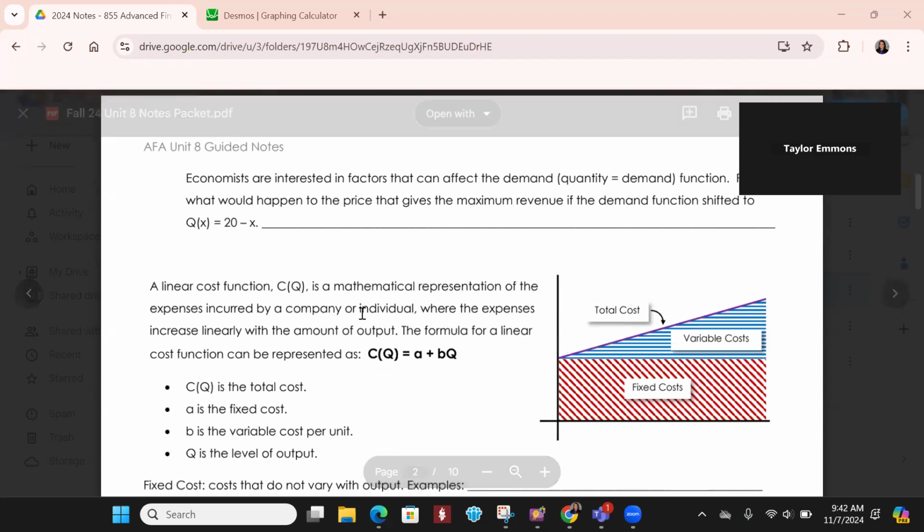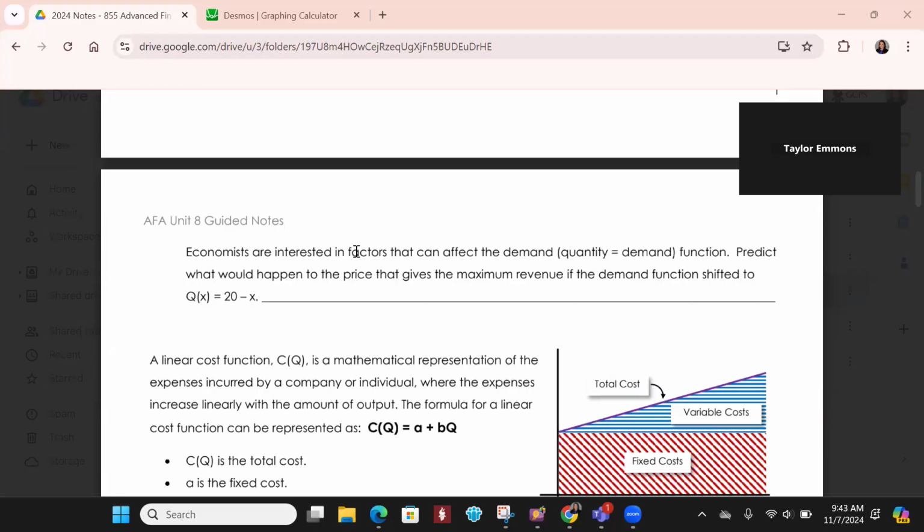Okay. How do you say that first word? Economics? Economic? Economists. Depends on if you're from the north or the south. Anyways, people who deal with the economy are interested in factors that can affect the demand. So quantity equals demand function. Predict what would happen to the price that gives the maximum revenue if the demand function shifted. Q of x equals 20 minus x.